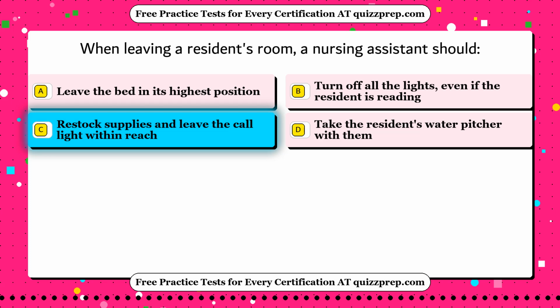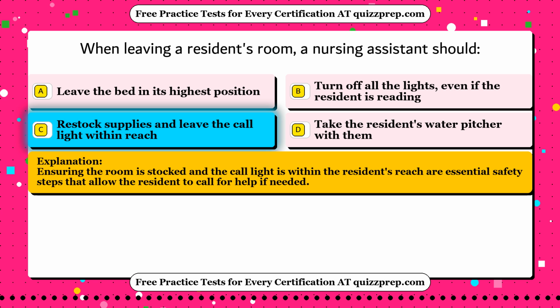The correct answer is option C. Restock supplies and leave the call light within reach. Ensuring the room is stocked and the call light is within the resident's reach are essential safety steps that allow the resident to call for help if needed.